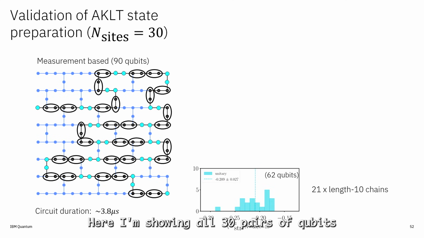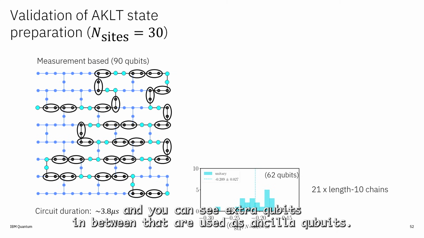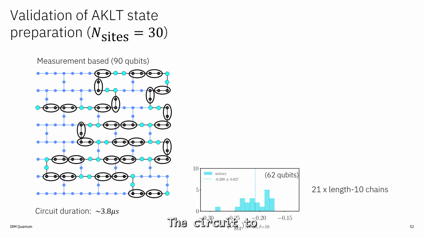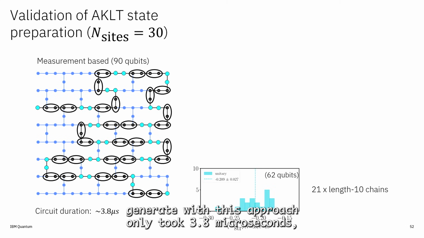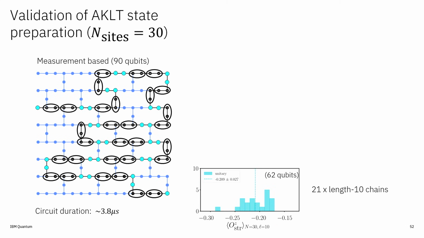Here I'm showing all 30 pairs of qubits used for 30 n sites circled in black. And you can see extra qubits in between that are used as ancilla qubits. The circuit to generate with this approach only took 3.8 microseconds, which is more than 4 times faster than unitary-only circuits.